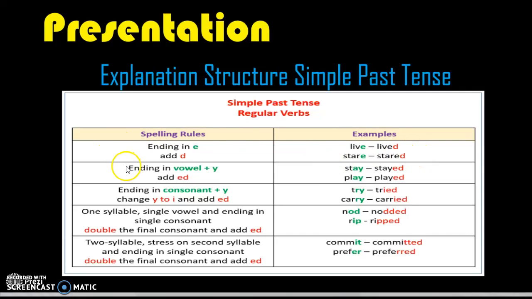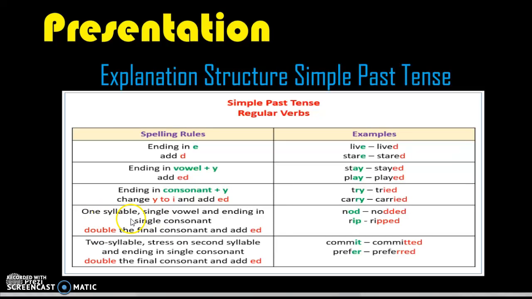When simple past tense regular verbs end in vowel plus Y, add ED. For example, in the words stay, stayed, play, played. When regular verbs end in consonant plus Y, change Y to I and add ED. For example, try changes to tried, carry to carried.